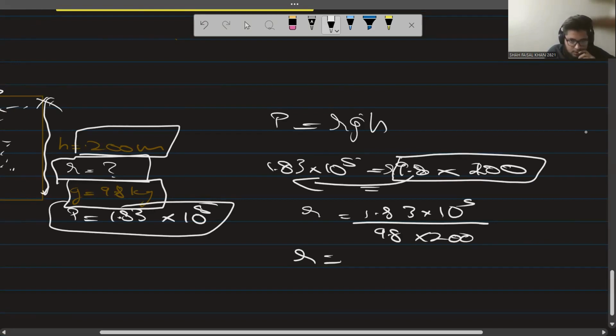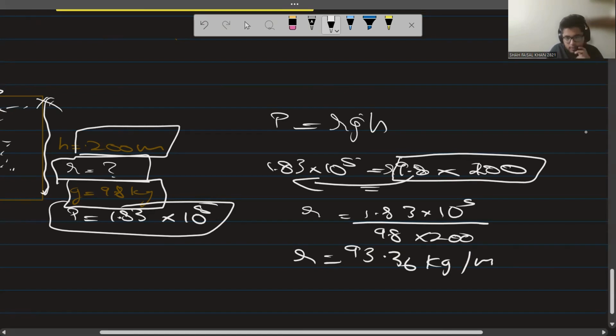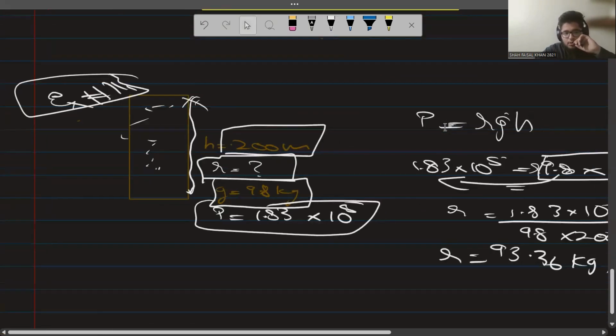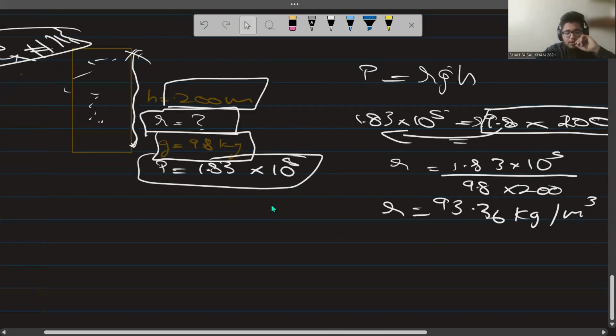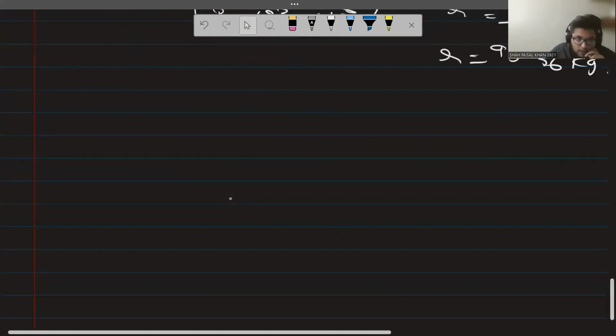So let's check in the calculator. Okay, wait. It's 93.36 kg per meter cube. So this is the rho of the liquid. This is how we find the rho when the rho is unknown. Okay. So now let's go on to exercise 3.